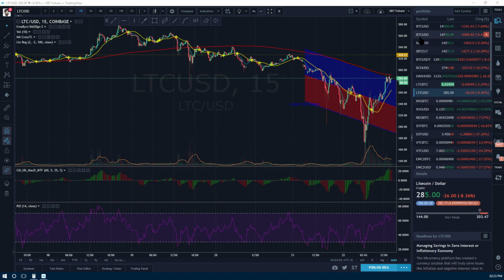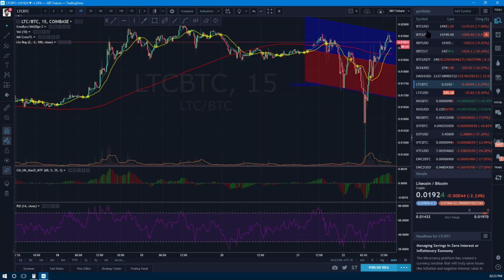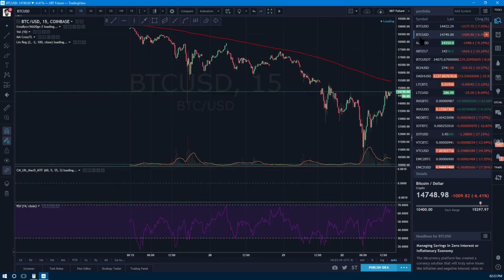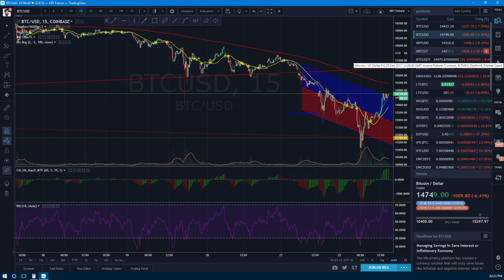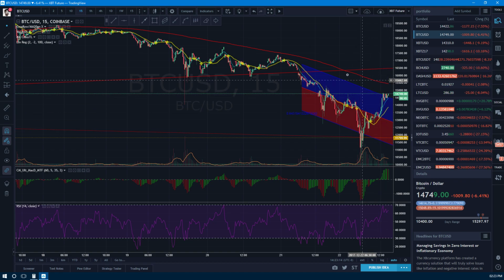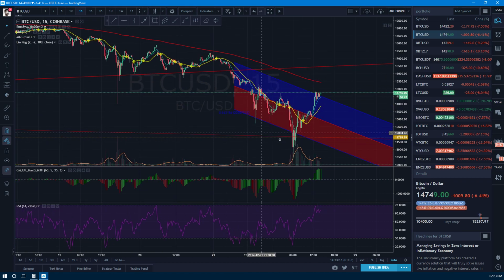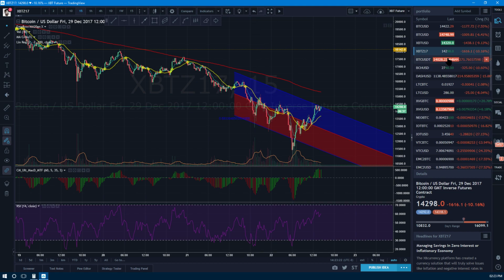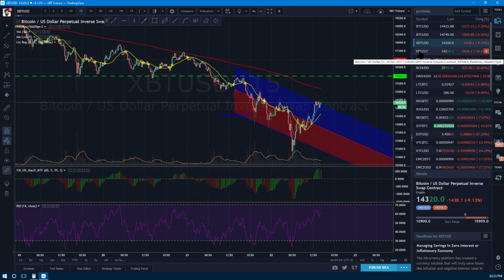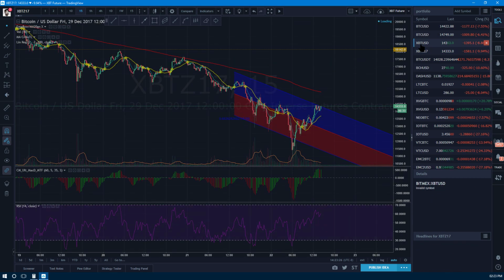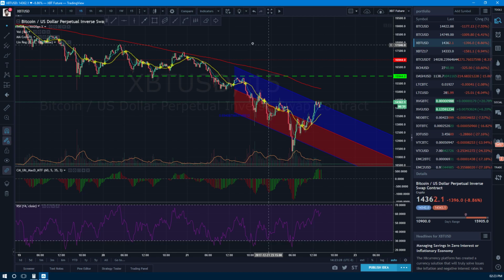Let me go up here to Coinbase. Let's go to Coinbase BTC. 14,700. It hasn't done anything out of the ordinary. Let's go back. Let's go to our XBT. Let's look at the two futures contracts right here on BitMEX. Same thing going on over here. Let me erase this.